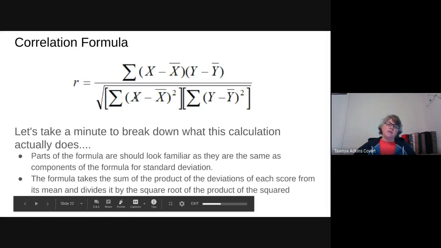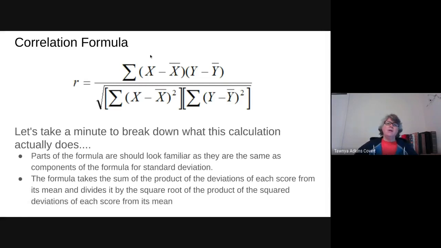Okay, so here we have r. r is what we use to represent correlation. Now this is Pearson's correlation, and the r, I don't know why we use r, but we do. So all of this should look familiar.